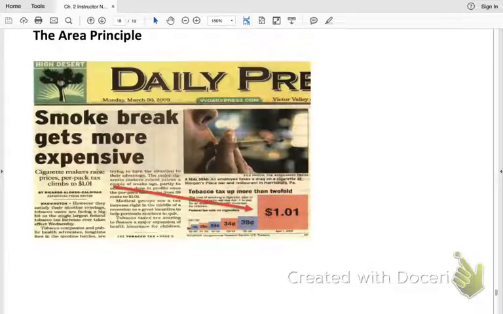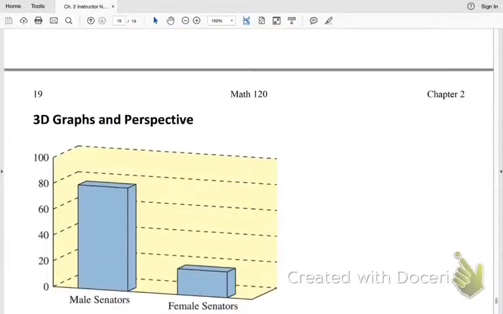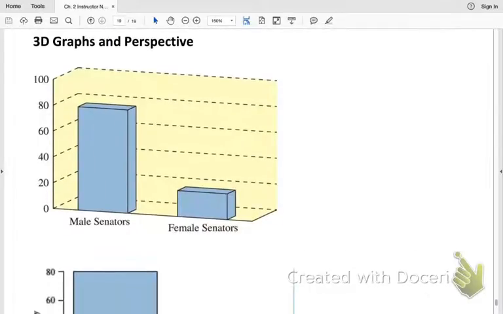And so you have to be careful when you're doing something like that, not to exaggerate the amount of increase from one quantity to the next. Now, this one is one of my favorites in terms of misleading graphs.